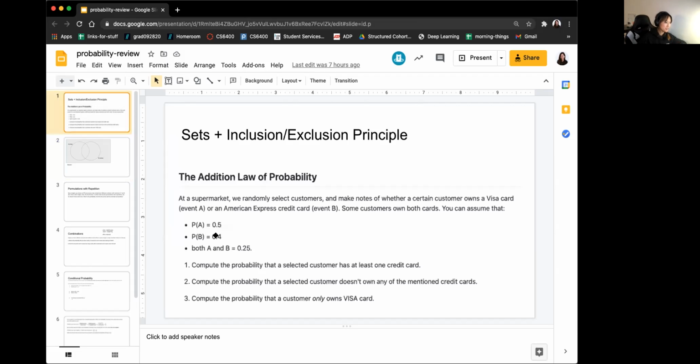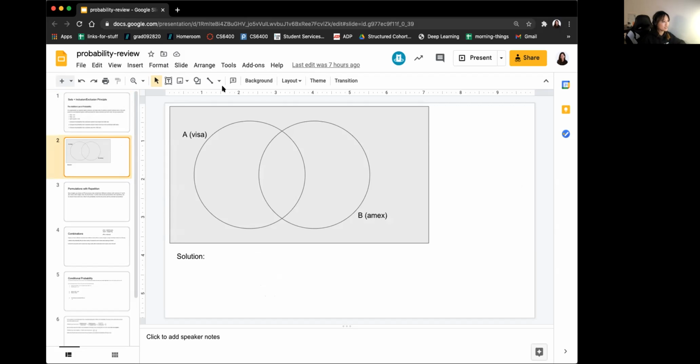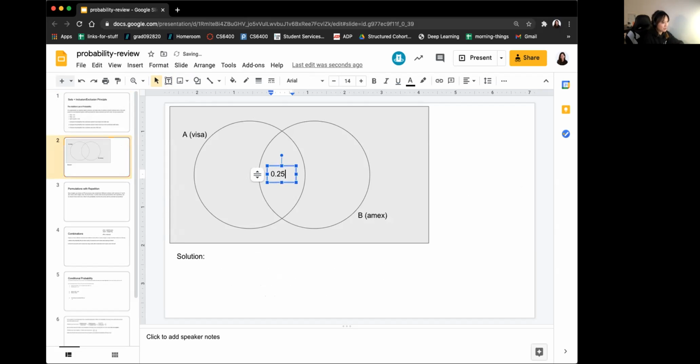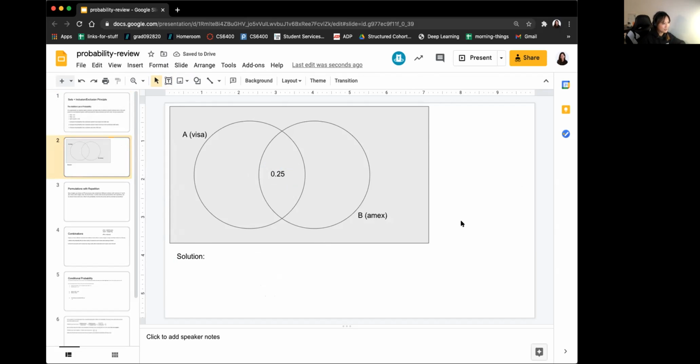So what we're going to do now is use these numbers and fill up our Venn diagram. Given this data, I actually like to start with the overlap part. So the overlap in the middle will be our 0.25, because for both A and B, the probability is 0.25. And an important thing to remember about a Venn diagram is that these two circles and this entire rectangle add up to 1. So there is the possibility that some customers have neither card, and so there's a number that can exist outside of these two circles.